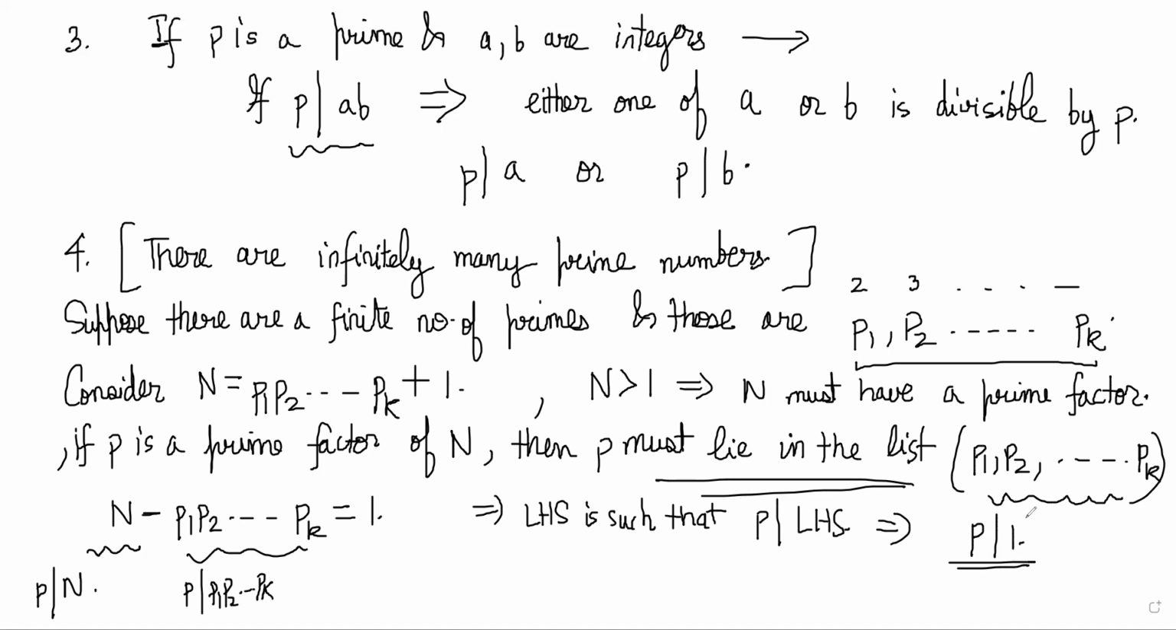So that means our initial assumption that there is a finite number of primes must be wrong, because using that assumption we have arrived at a contradiction. We have arrived at the situation that the prime number P divides 1. That is not possible. Hence, there are infinite number of primes. Okay, the next property is the unique factorization theorem.